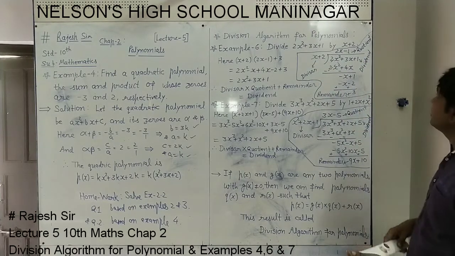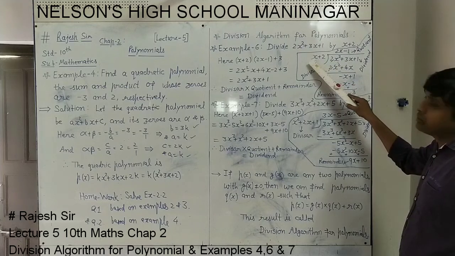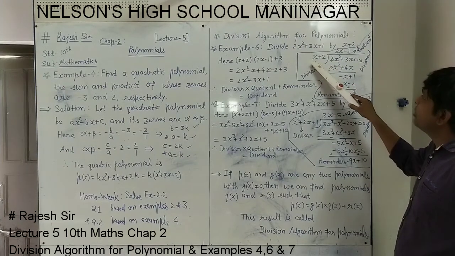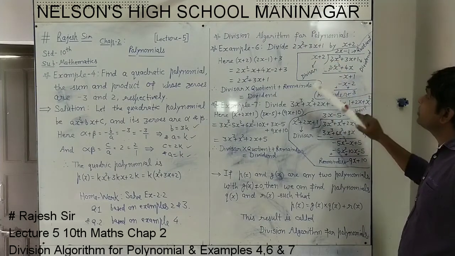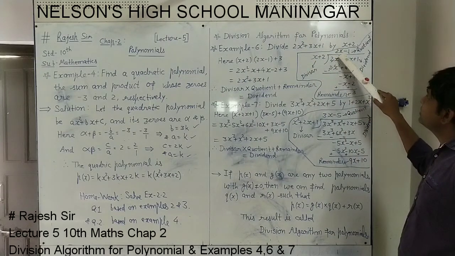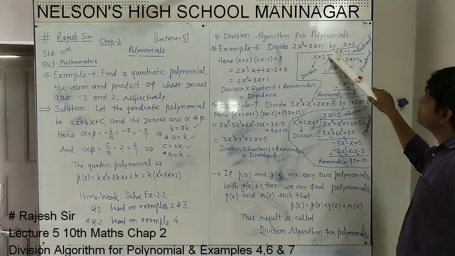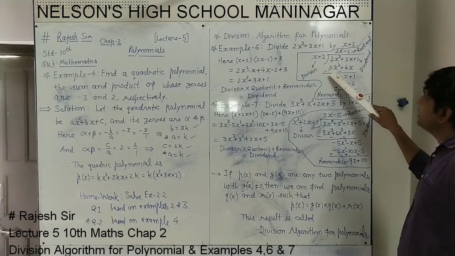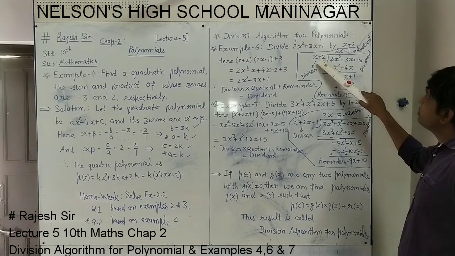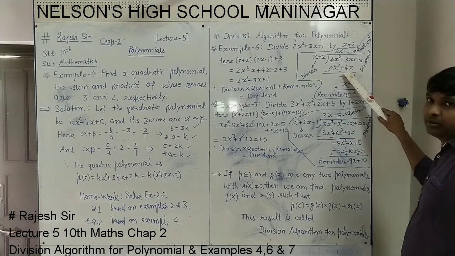So how do we divide? We need here 2x squared and here we have x. So in x, how much will we multiply to get 2x squared? We will multiply 2 and x. So 2x is written here. Now by 2x, this x plus 2 should be multiplied. So 2x into x is 2x squared, here I have written 2x squared plus 2x into 2, it will be 4x here.